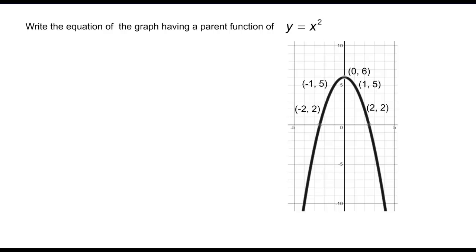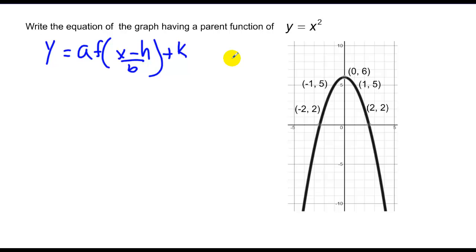Now, for some people, this is much harder, writing the equation of a graph with the translations and the transformations in it. We said already that all graphs look like y equals some a times (x minus h over b) squared plus k. Our parent function is x squared, so right now I can do this, y equals something squared, and all I have to do is find these values.